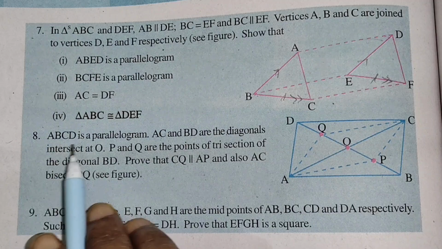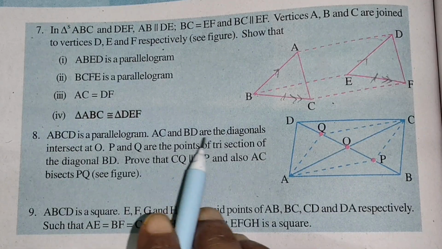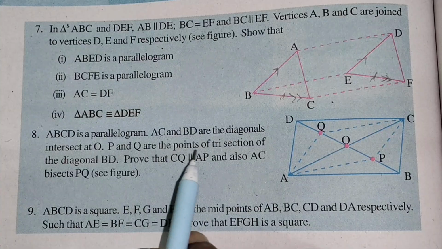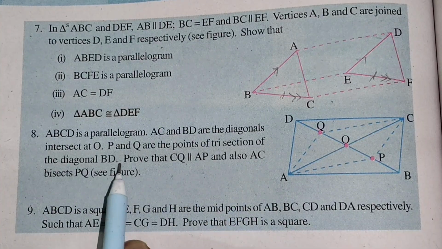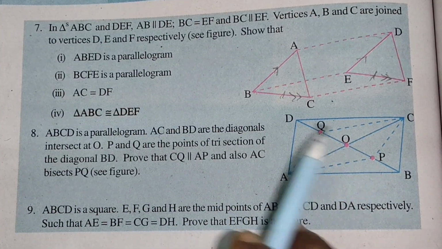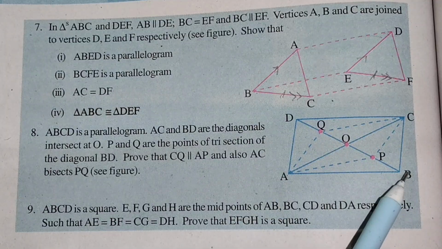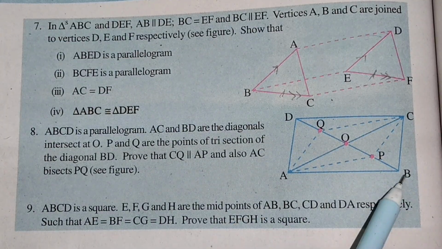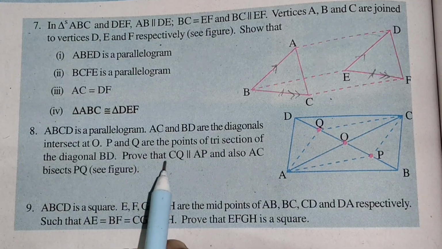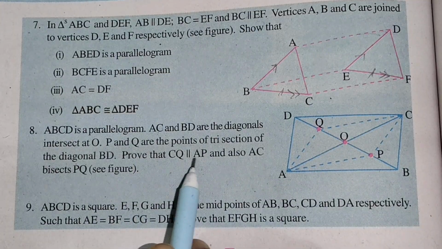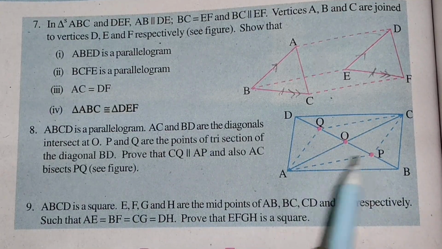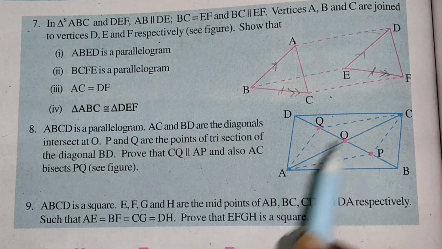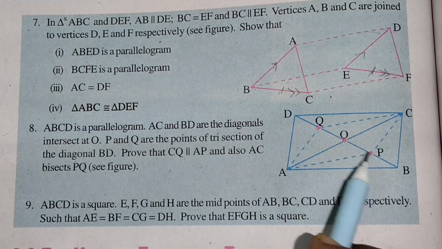Next, eighth question. ABCD is a parallelogram. AC and BD are the diagonals intersecting at O. P and Q are the points of trisection of the diagonal BD. So DQ equal to QP equal to PB. Prove that CQ is parallel to AB, and also AC bisects PQ.